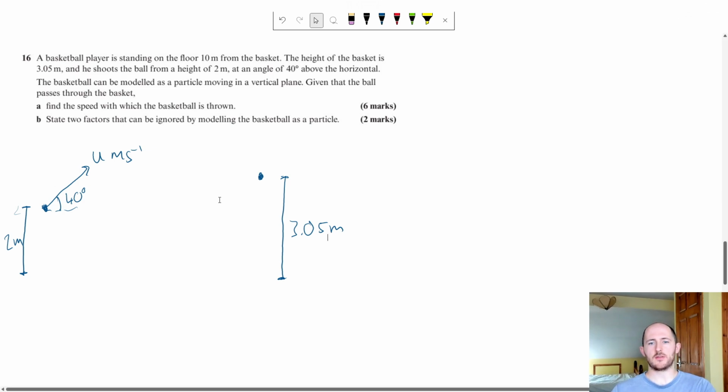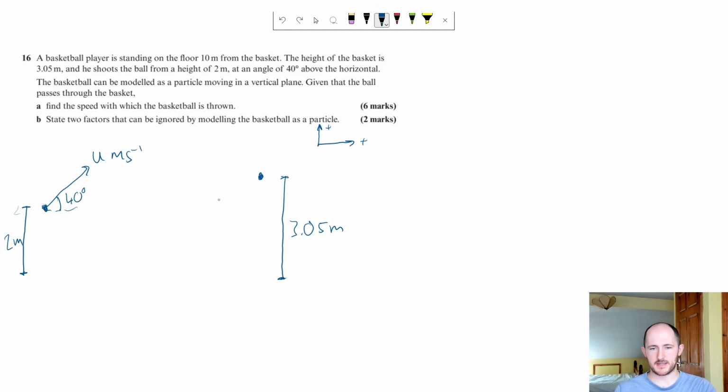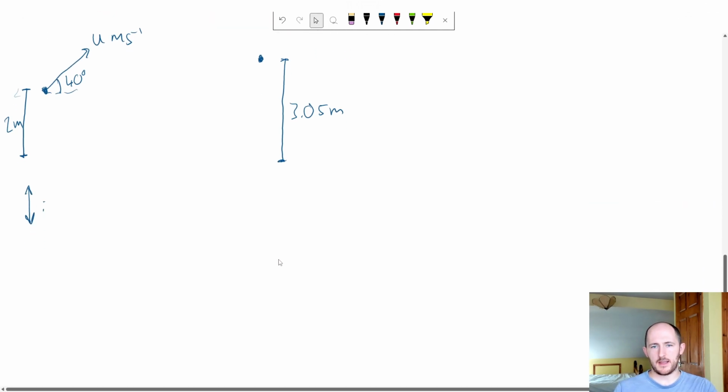Once again, we're going to resolve horizontally and vertically. So what should we take? I'm going to take to the right, and I'm going to do something controversial. I'm going to take upwards as positive. So let's do the horizontal one first. Actually, no. I'm going to keep it the same as I did last time. Let's do the vertical one. S, well, it depends on how we define it, so I'm going to leave it like that for now.